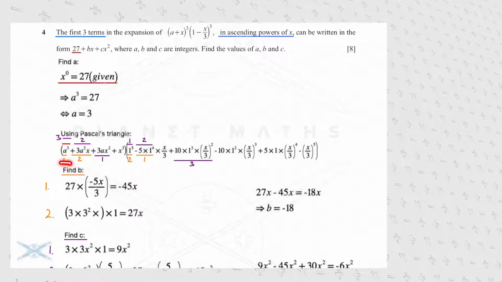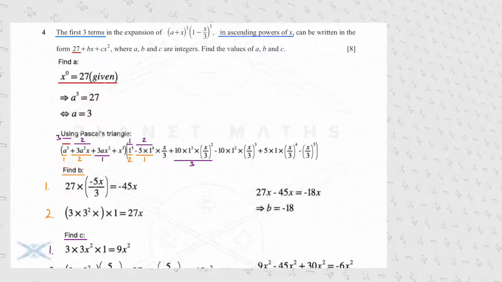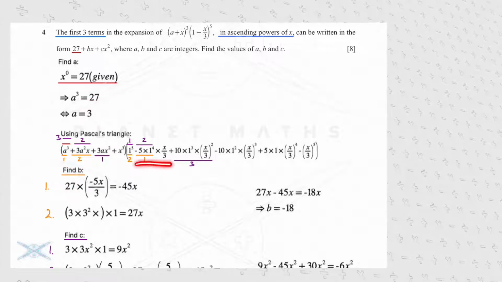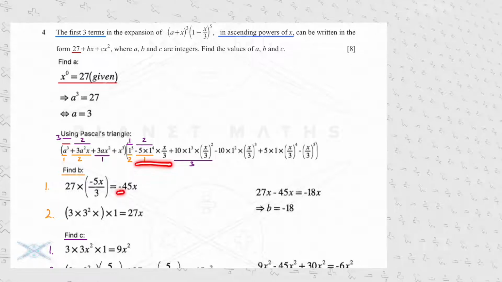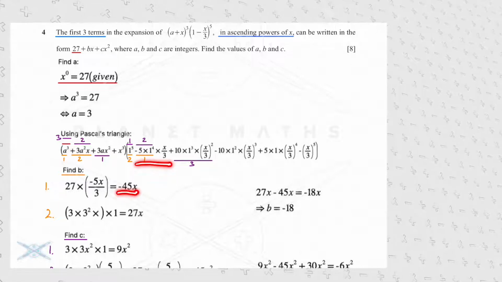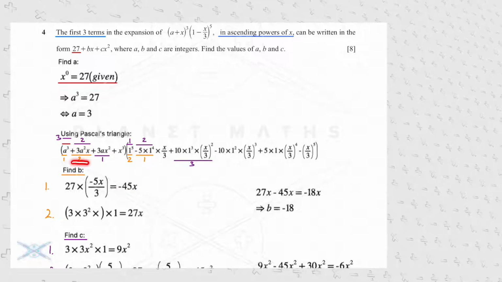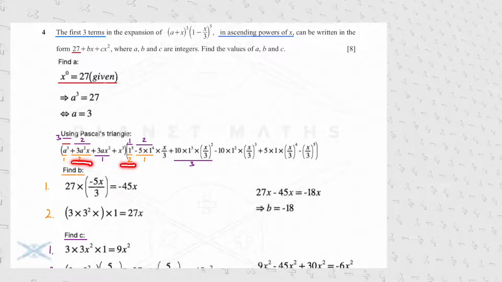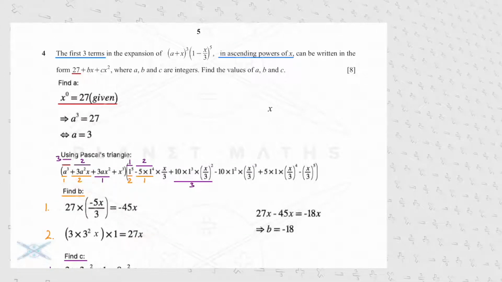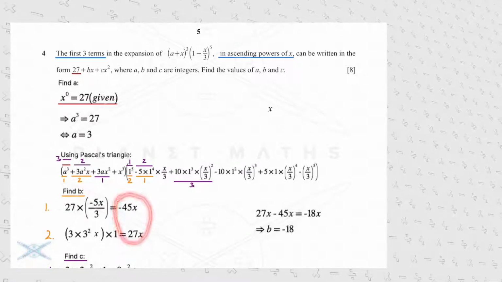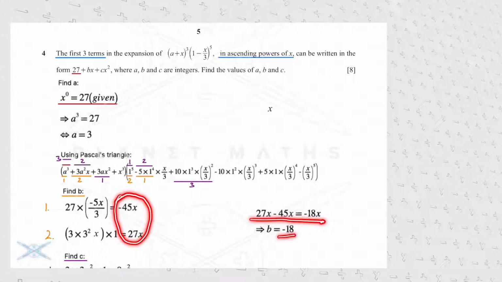A cubed, which is the same as 27 as already determined, multiplied by the expression -5 multiplied by 1 multiplied by x over 3, provides us with a product in terms of x to the power of 1. The same is the case for multiplying 3a squared x multiplied by 1 over 2, providing us with a solution as required. Adding up those values provides us with the coefficient of x to the power of 1, which is -18.